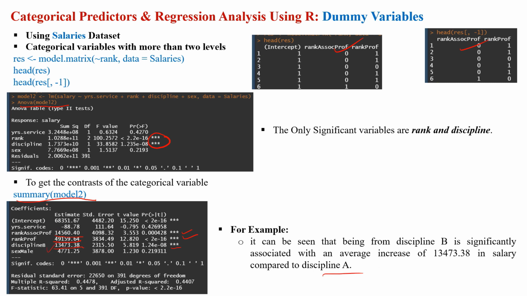So I hope you got the idea of how we can perform simple linear regression as well as multiple linear regression when we have categorical predictors, and how we can interpret the results.